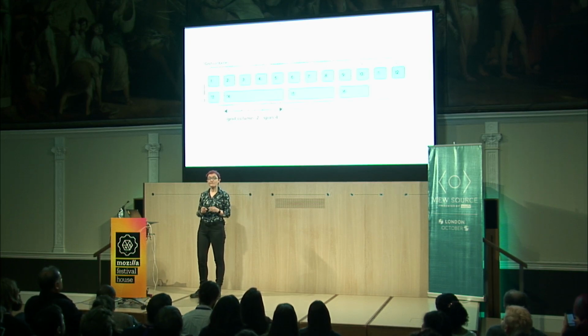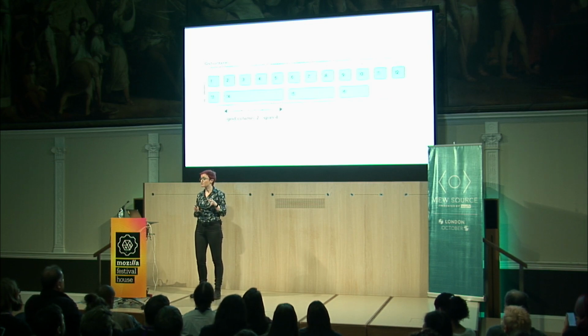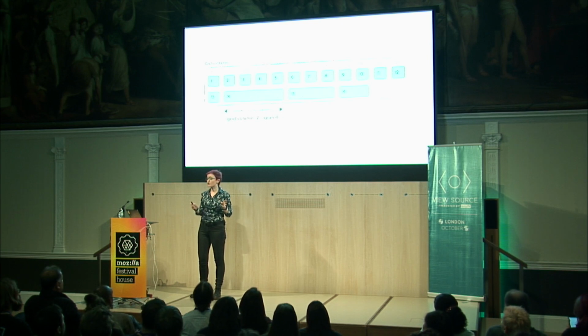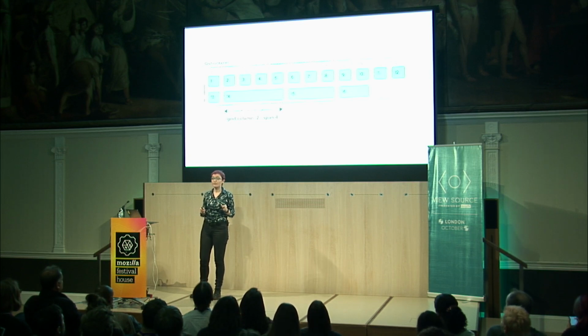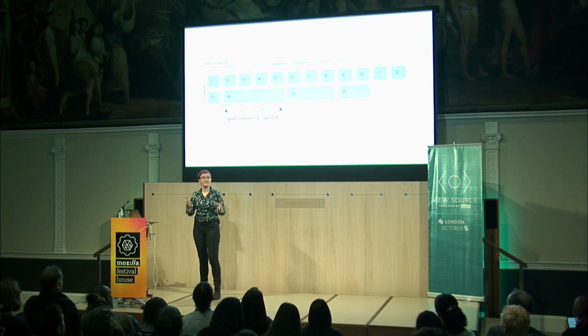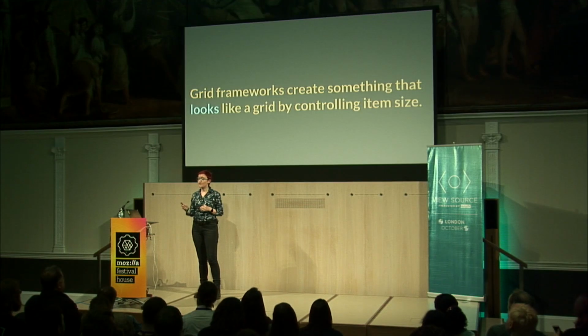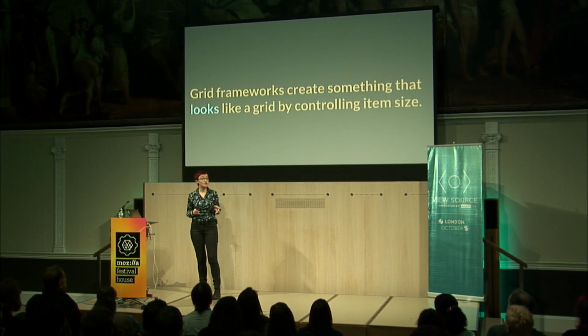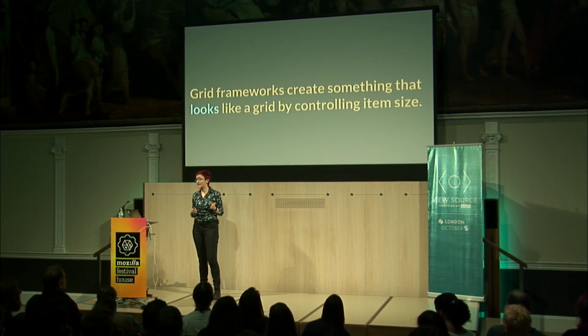We're defining the size of columns on the container when we set up the tracks. And there's various ways that we can actually then start positioning things on the grid. But the sizing comes from the container, and we don't actually have anything else in CSS really that behaves like this other than multiple column layout, which also does a kind of thing where you say the number of columns that you want or the column size, and that's worked out on the container, and the things inside fit into those columns. So all of our other grid frameworks, they create something that looks like a grid by controlling item size.